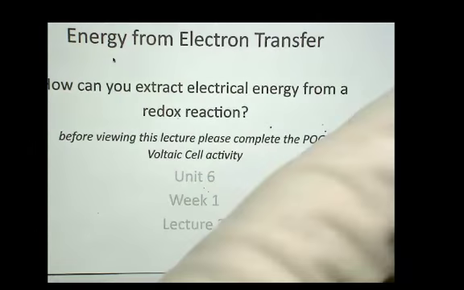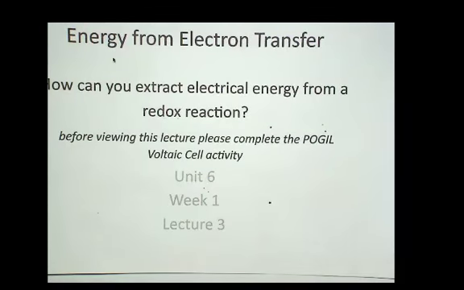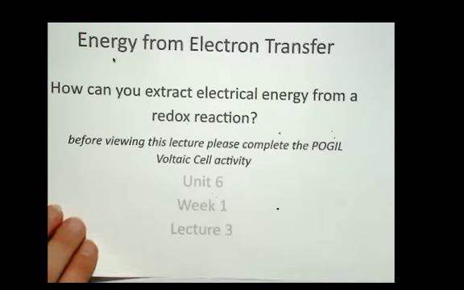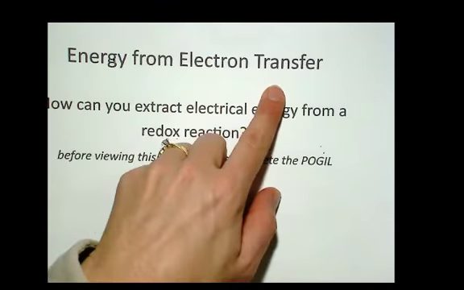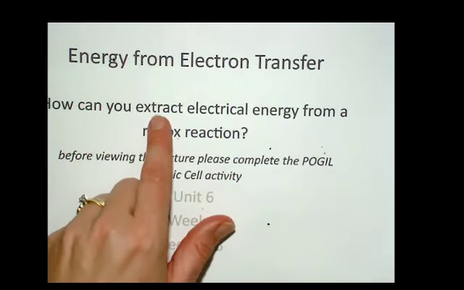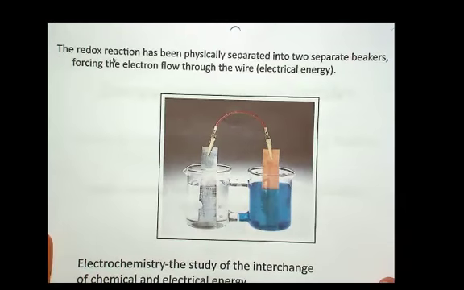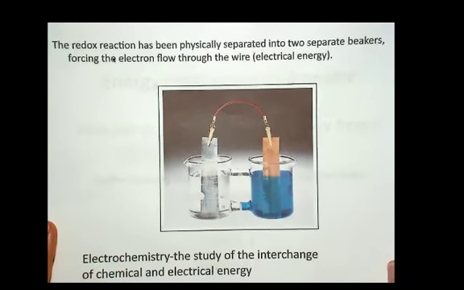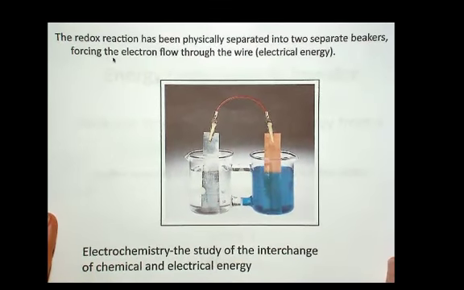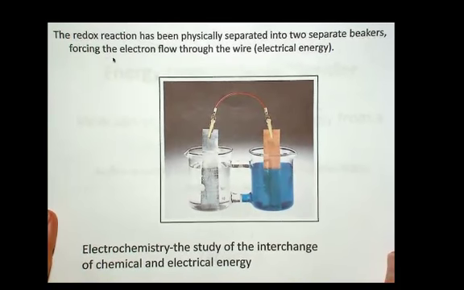Now the question is, though, how do we make use of this? We want to be able to take advantage of the fact that we have electron transfer going on, and we want to be able to extract electrical energy from that electron transfer. So what engineers and scientists have come up with is this ingenious way of separating the two half reactions.